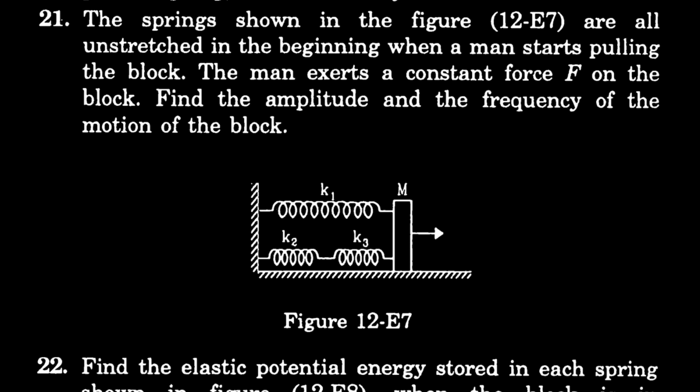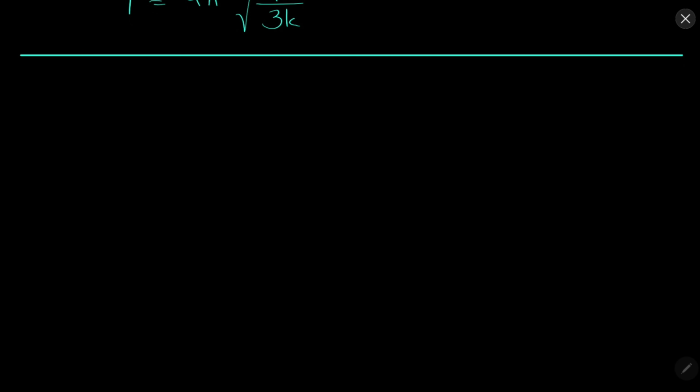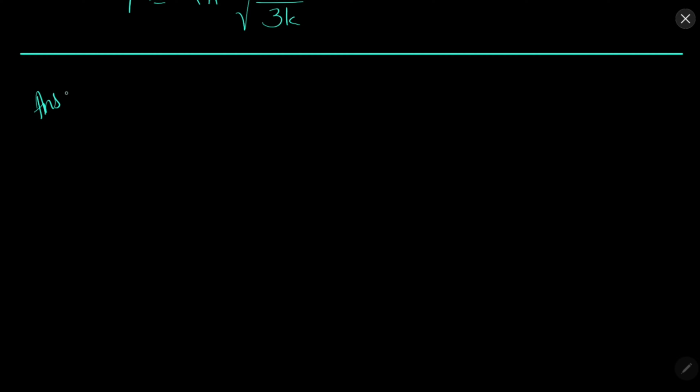In question 21, the springs are shown as in the figure. The man exerts a constant force F on the block. We need to find the amplitude and frequency of the motion of the block. So, solution.